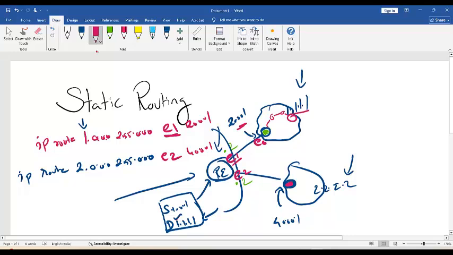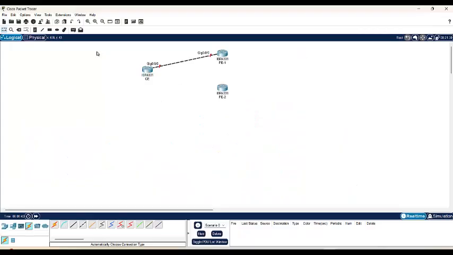Yes, sir. Okay. Now I'm going to do this lab and show you. We have one customer edge and two service providers connected to this customer, and I have connected the cables.